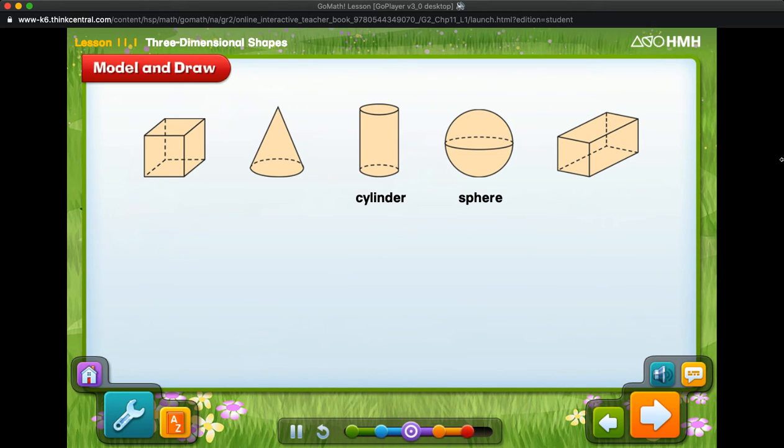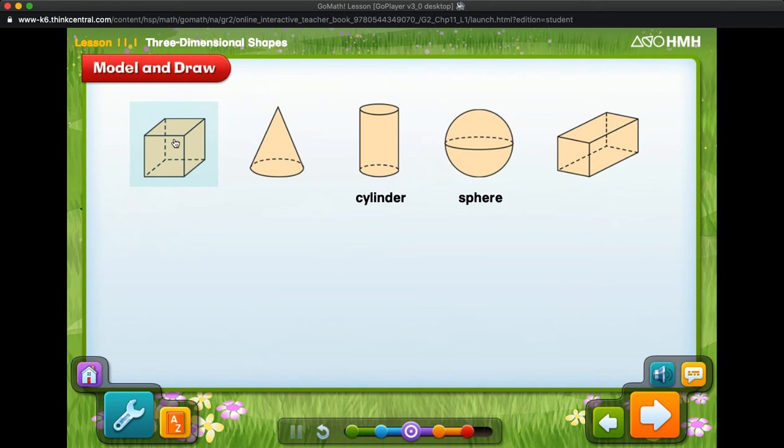A rectangular prism has six flat surfaces that are rectangles. Rectangles that are across from each other are the same size. Which shape is a rectangular prism? So when we look at this one, first of all, we know that it's not this one, right? Because it only has one flat surface, and that flat surface is a circle. So that can't be the rectangular prism. It has no rectangles in it.